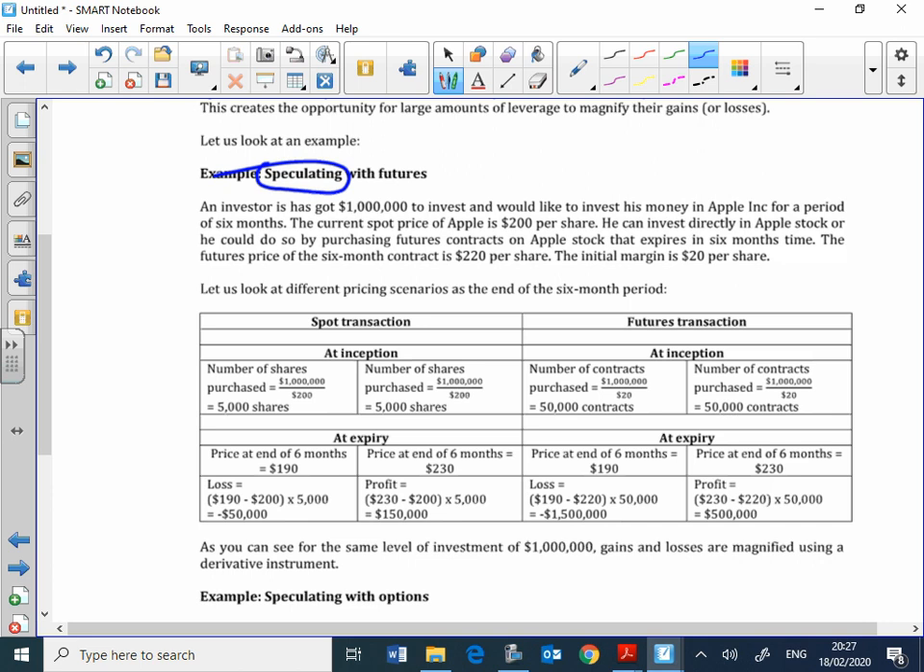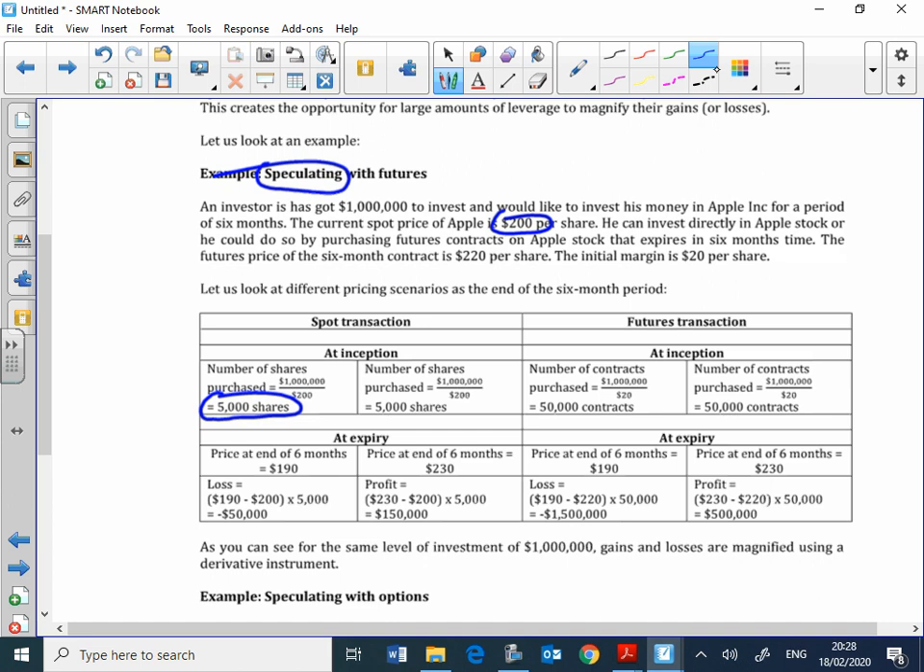Okay, so I've got $1 million to invest. Current price $200. Now, I'm going to look at it from 2 points of view. Let's look at it from the spot transaction and then the futures transaction. The spot transaction, what would you do? Well, I've got $1 million. You happy? $200 a share. Everyone comfortable? I can buy 5,000 shares. Okay, you happy with that? Okay, good. Okay, let's go.